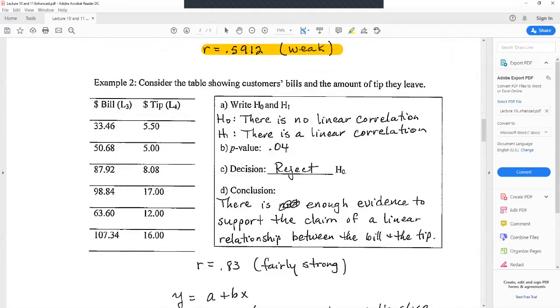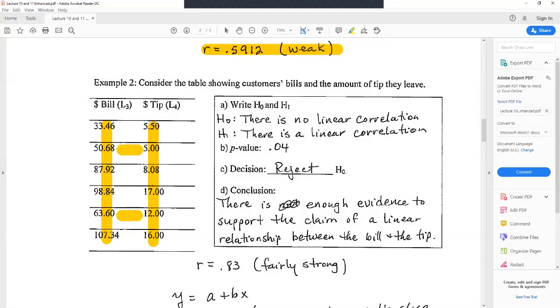Example 2. Consider the table that shows customers' bills and the amount of tip they leave. So let's say you are a restaurant manager and you collected several bills. And let's say you happen to randomly select the bills and you took note of the tips that went with each bill. For example, there's a bill of $50.68. The tip was $5. There was one for $63.60. And the tip was $12, and so on.